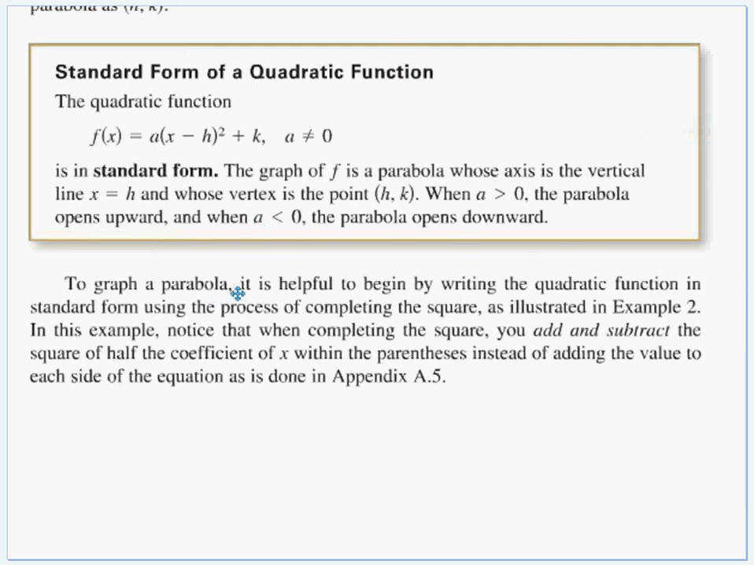To graph a parabola, it's helpful to begin by writing the quadratic function in standard form using complete the square. That's why we did that back in chapter P. When am I ever going to need to complete the square? Well, when you're finding the vertex of a parabola, it comes in pretty handy. And then it says, in this example, note that when we complete the square, we're adding and subtracting the square of half the coefficient of x. And we'll go over that here in a minute.